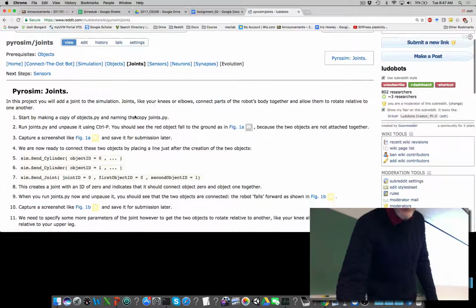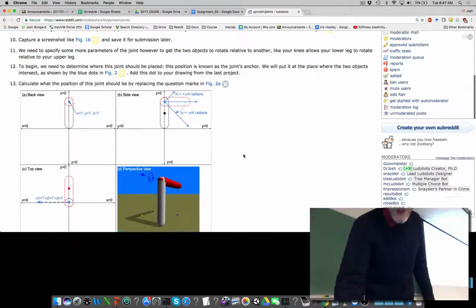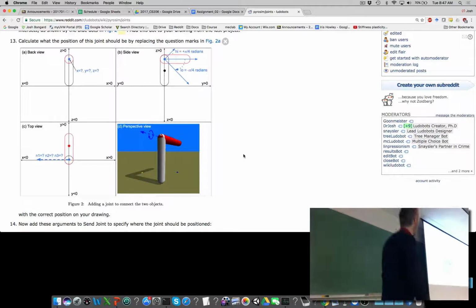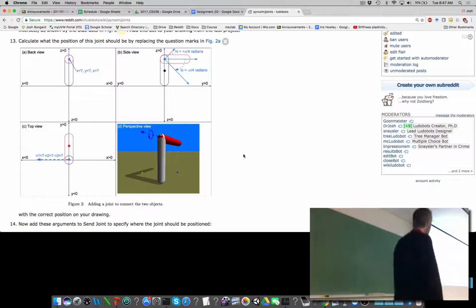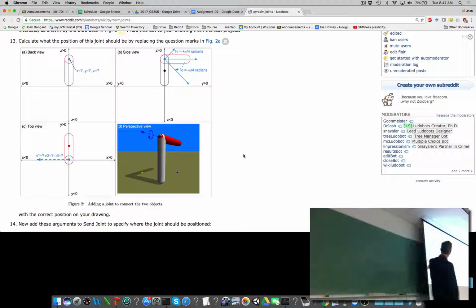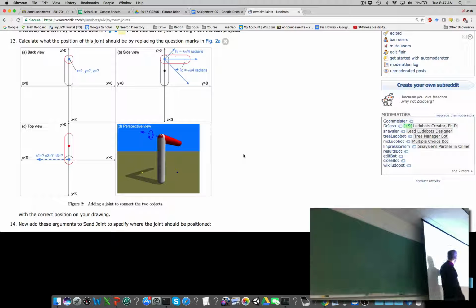So let's go back to the joints assignment here. Here's an example of continuing to annotate our picture. We've got our two cylinders. I've now drawn the joint in blue, and as I mentioned, the joint is not going to be drawn in the simulator, so we've got to keep track of where it is. These joints are going to allow the objects to rotate relative to one another. The question is, how should these two objects rotate relative to one another?